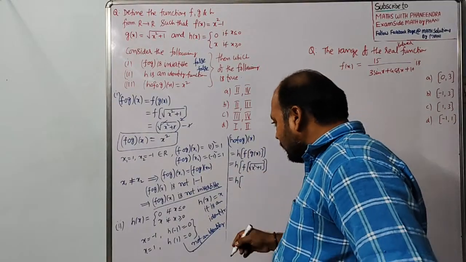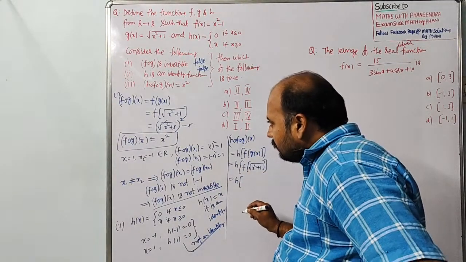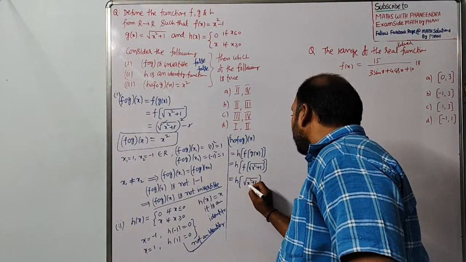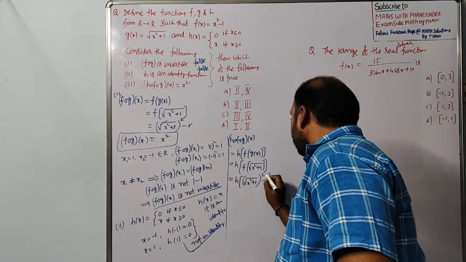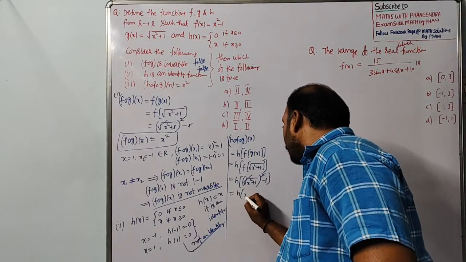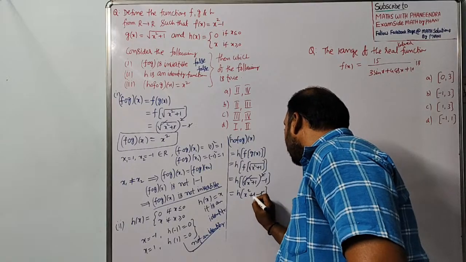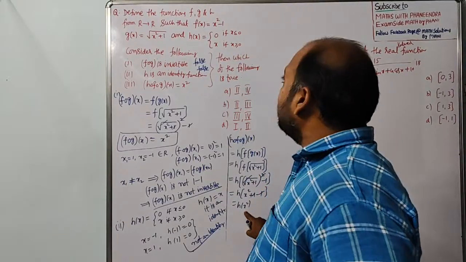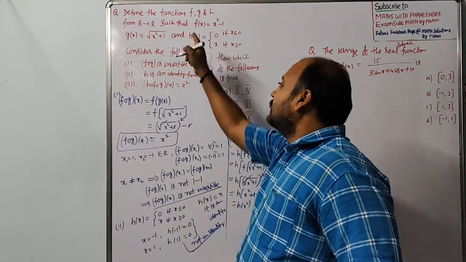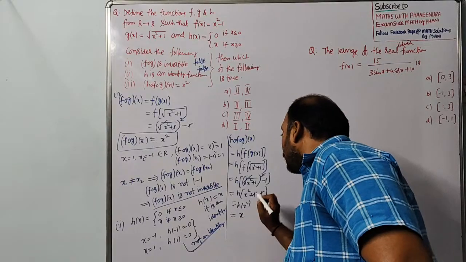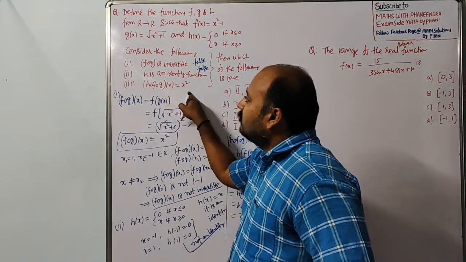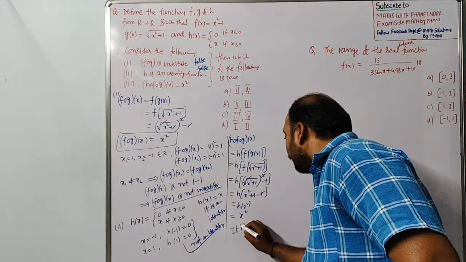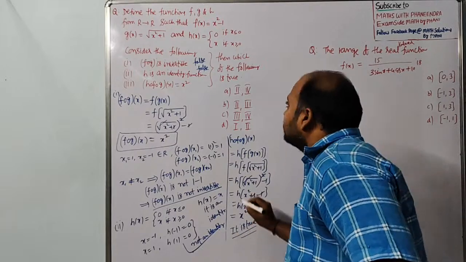So the square root cancels. You will get root of x square plus 1 whole square minus 1. Square root cancels. So h of x square plus 1 minus 1, so h of x square. h of x is equal to x square, x square is greater than 0, so h of x square is equal to x square. So it is there. So it is true. So the third statement is true.